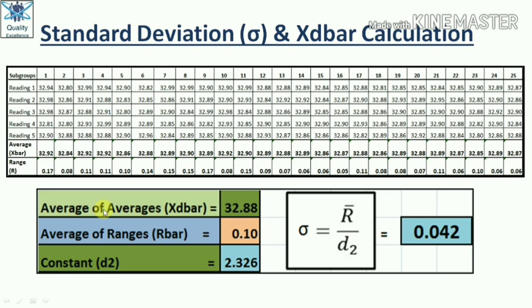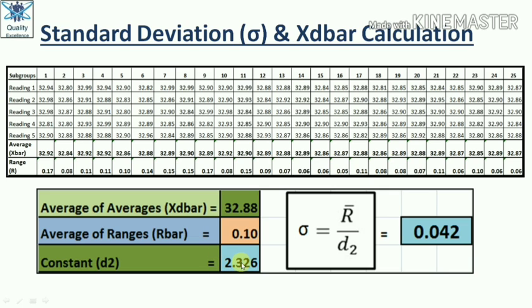Likewise, there are 25 ranges for the 25 subgroups. And what is this? This is the average of averages, meaning there are 25 averages of 25 subgroups, and this is the average of all these 25 averages. This is known as X double bar, the average of averages. And R bar is the average of all these 25 ranges. It is 0.1, and X double bar is 32.88. And this is the constant D2.